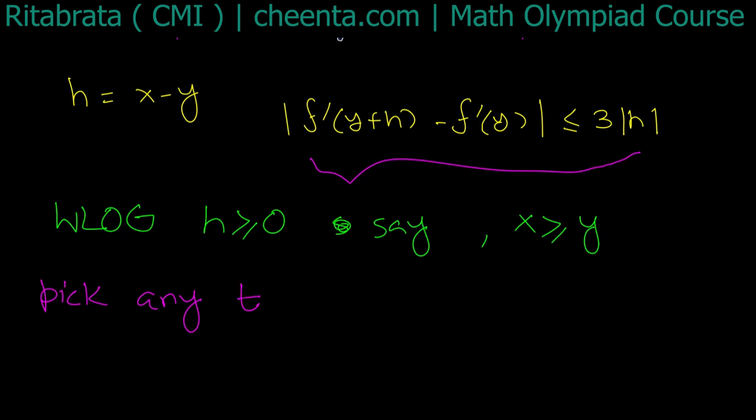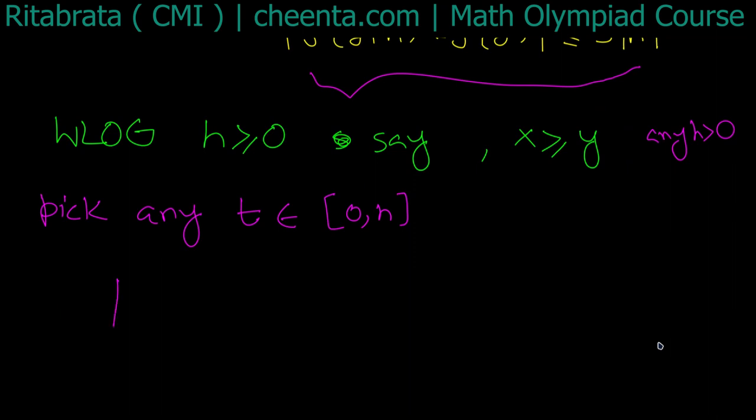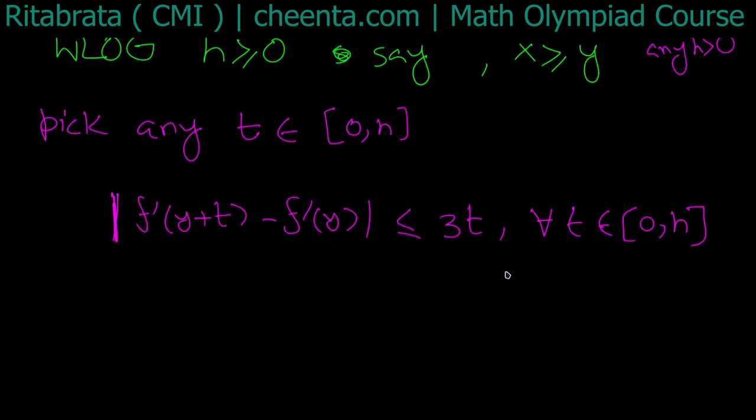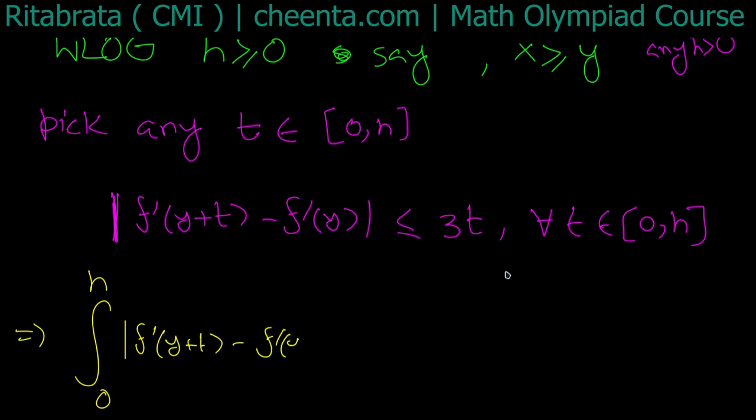Now this holds for any h greater than 0, fixing y. If I fix y and vary over x, I'm fixing my h and I pick any t belonging to this interval. So now I have mod of f dash of y plus t minus f dash y less than or equal to 3 times t for all t belonging to 0 to h. Since this holds for all t in 0 to h, I can integrate it over that interval. So integral from 0 to h of mod of f dash of y plus t minus f dash of y dt is less than or equal to 3 times integral 0 to h of t dt, and that is 3 by 2 times h square.